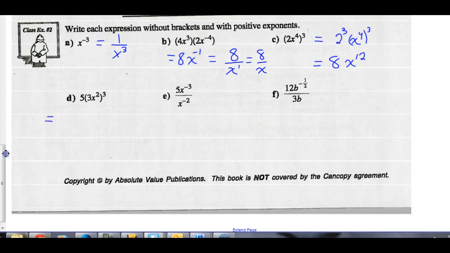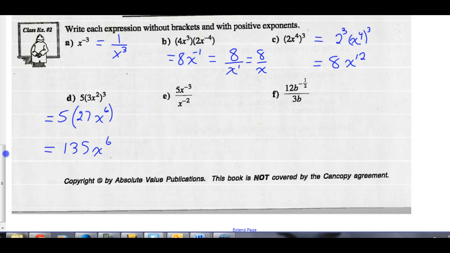Part D, the 5 is not affected by the exponents, so we're going to keep that outside the brackets. The 3 is going to get cubed, so 3 cubed is 27, just like example C. And the x squared gets cubed, so you keep the base and multiply those exponents. And then the last step, we're going to multiply 27 and 5. All right, so 27 times 5 would be what? 135x to the 6th.